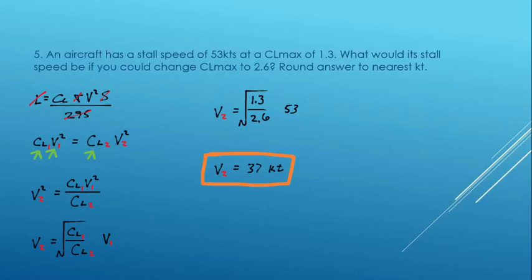If you increase the CL max from 1.3 to 2.6, let's say by the deployment of flaps, you would take the stall speed from 53 knots to 37 knots. And that makes sense. If the coefficient of lift goes up, the speed would come down. That's logical. And that concludes the first 5 problems on the worksheet.